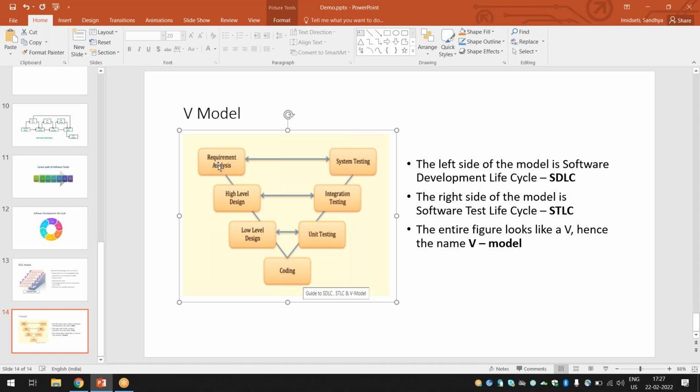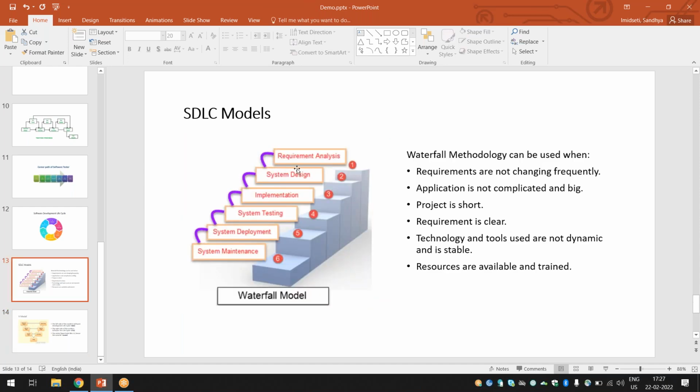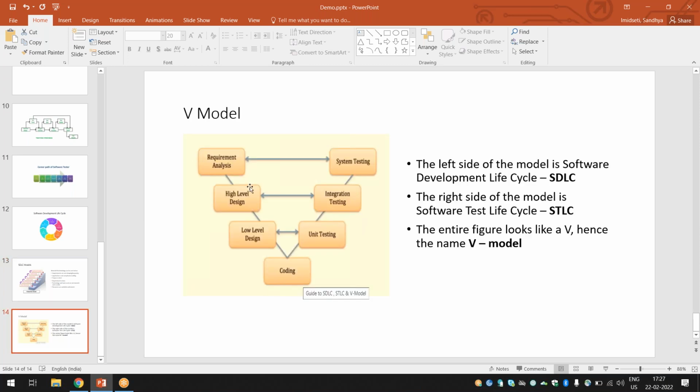By involving our testing team from the initial stage of the SDLC, if any defects or observations are found, we discuss them at this phase only. That is the main purpose of having the V model. Whereas in the waterfall model, we were involved only in the testing phase, not in all these phases right from the first phase. That is the main difference between the waterfall model and the V model.